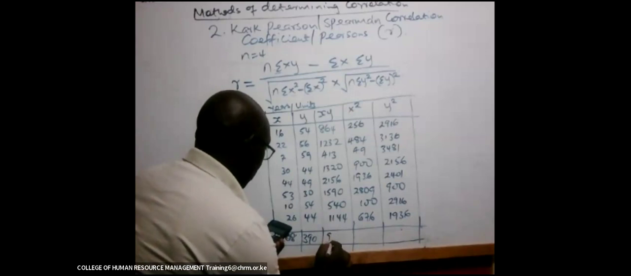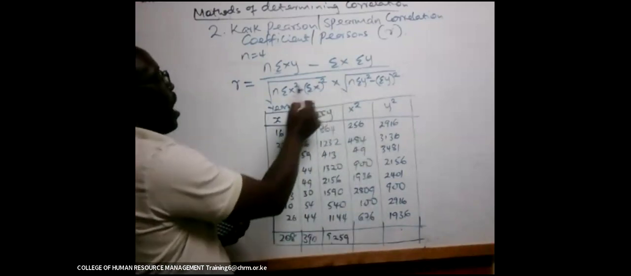You go to xy, you sum all of them so that you can get the sum of xy. 864 plus 1232 plus 413 plus 1320 plus 2156 plus 1590 plus 540 plus 1144. You get 9,259.